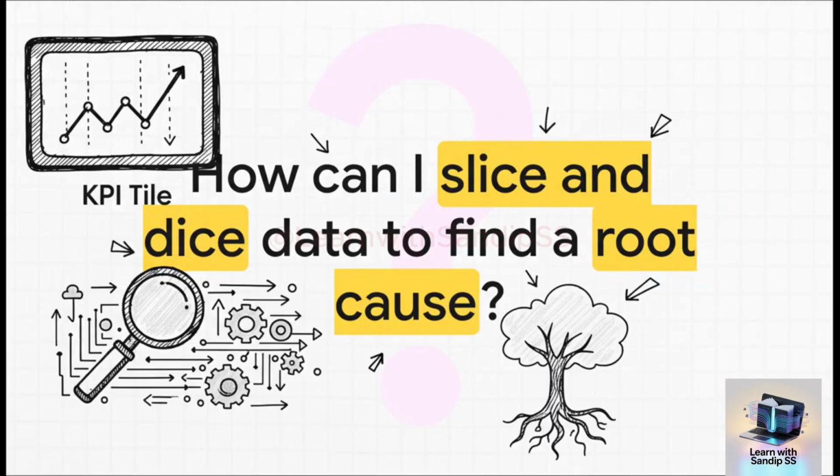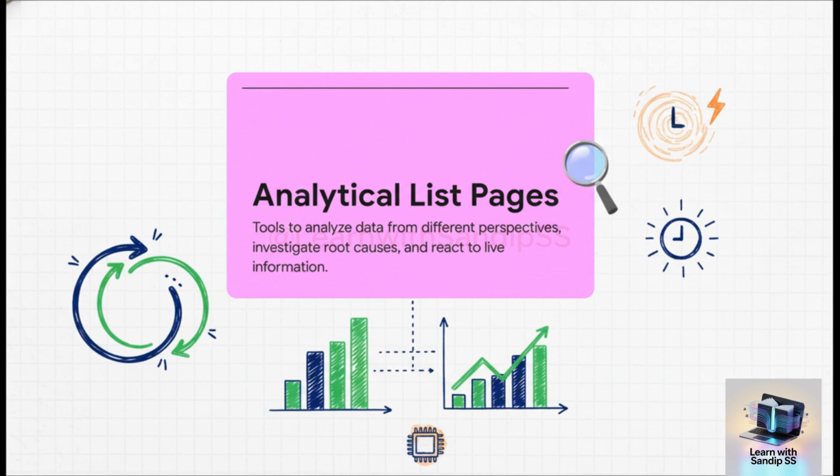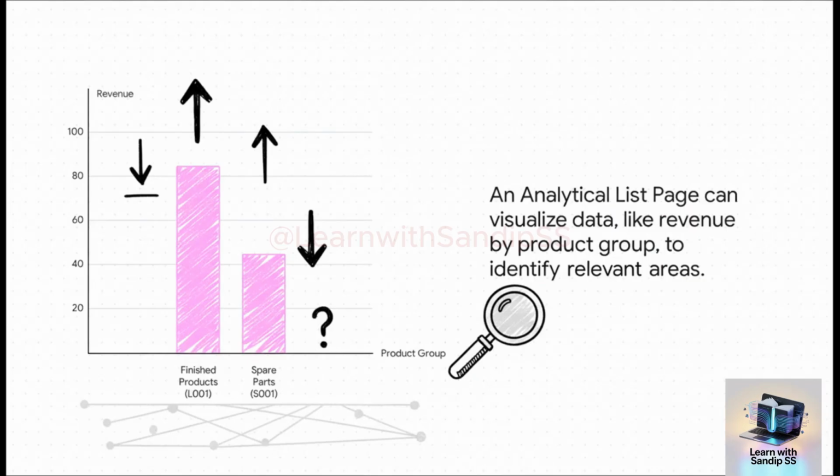Okay, so that KPI tile just flagged a problem. The next logical question is, why, right? How do you dig in and find the real root cause of that issue? And for that, you've got something called analytical list pages. Now, these are incredibly powerful. They're tools that let you slice and dice your data from all sorts of different angles, really investigate what's going on under the hood, and react to live information as it's happening. And this chart here is a perfect example of how that works. An analytical list page can instantly visualize your revenue by product group, just like this. You can see right away that finished products are bringing in more revenue than spare parts, which tells you exactly where you should focus your attention.